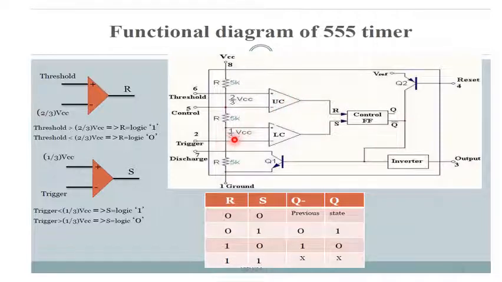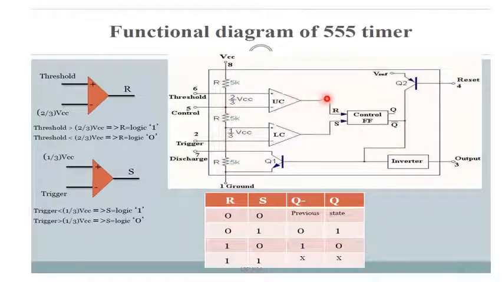When the trigger voltage is less than 1 by 3 VCC, the output will be 1, so the S logic will be 1. When the trigger input is greater than 1 by 3 VCC, the S logic will be 0. So depending upon the upper comparator and lower comparator and these voltages, 2 by 3 VCC and 1 by 3 VCC, either the upper comparator output will be 1 or the lower comparator output will be 1. This is the working of the upper and lower comparators.